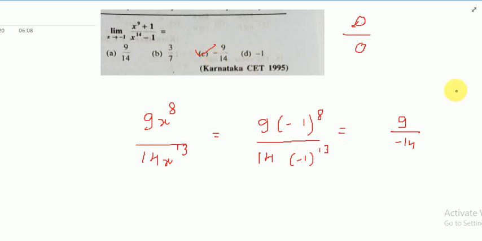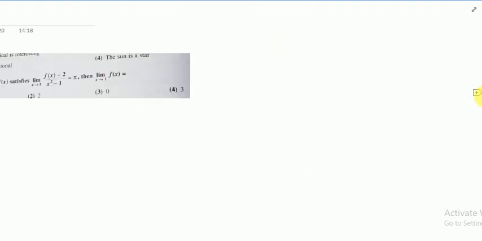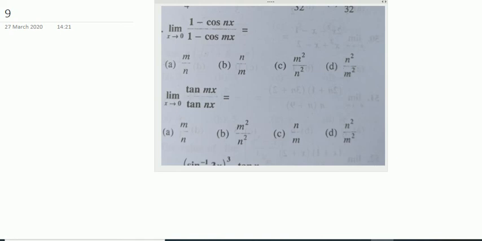So let me give 1 or 2 problems as homework. You should try this. Okay, let me give you the hints. So this is our first homework problem. One minus cos x divided by x squared. It is a problem on L'Hospital rule. And these two problems are also on L'Hospital's rule.